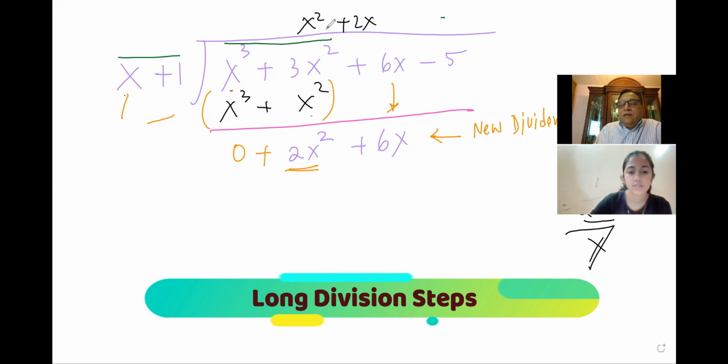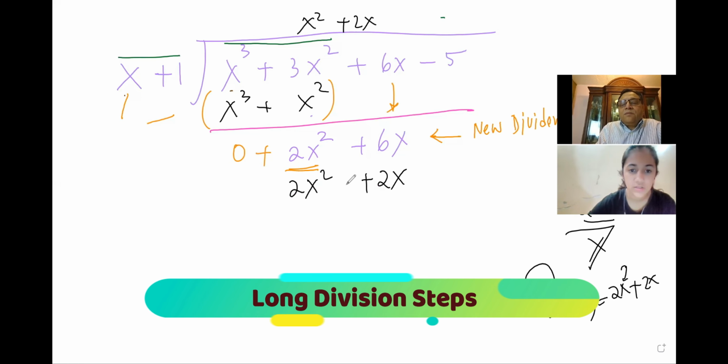Now you multiply 2x with x plus 1. What do you get? 2x squared plus 2x, right? So you write down here 2x squared plus 2x. Is that okay? Yes. Now again take the difference.